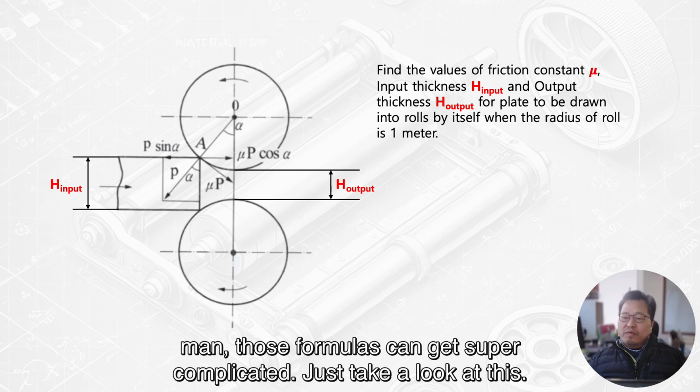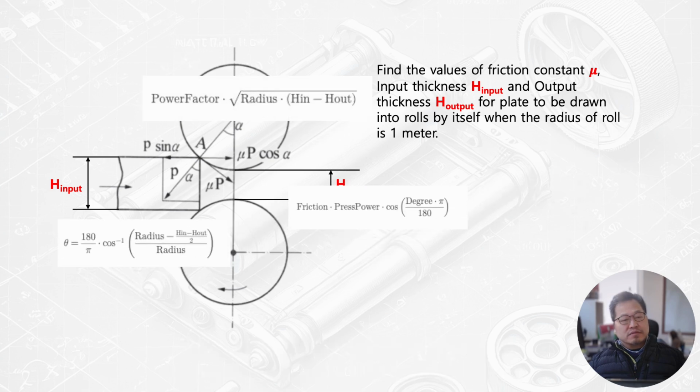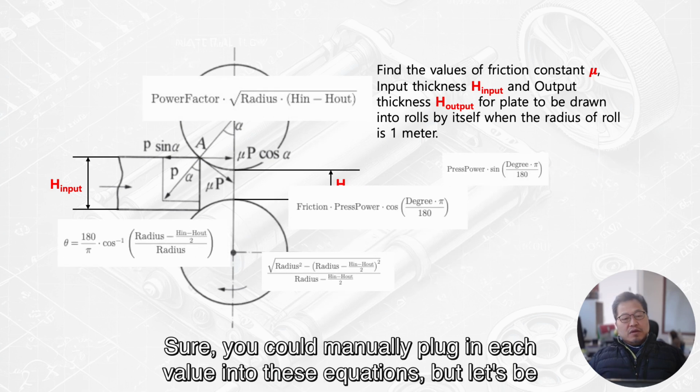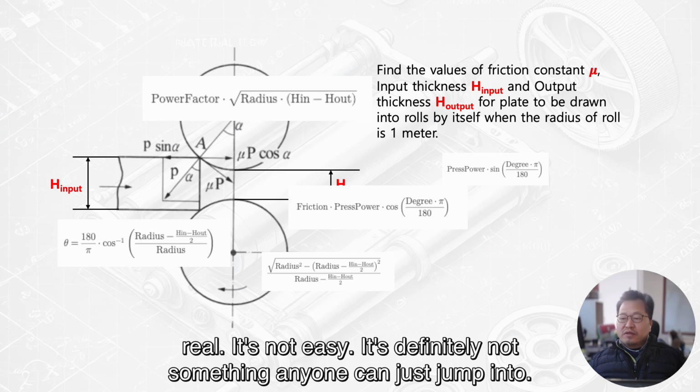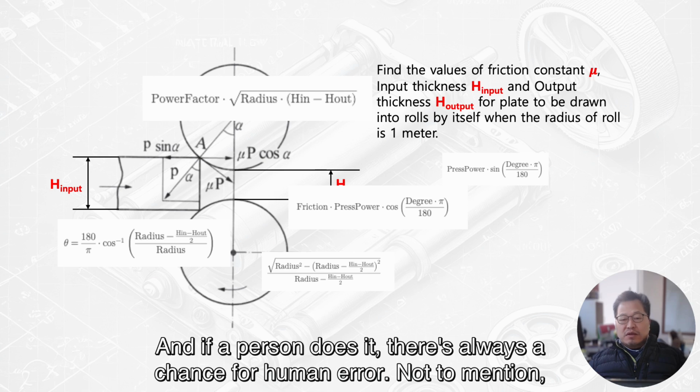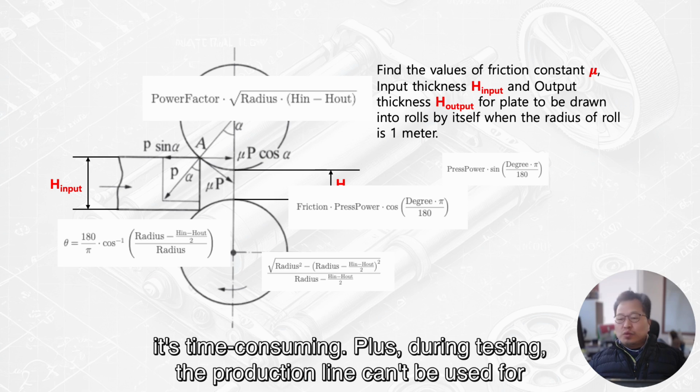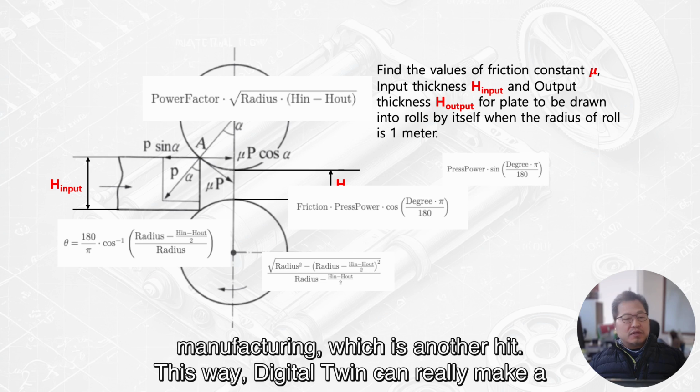But man, those formulas can get super complicated. Just take a look at this. Sure, you could manually plug in each value into these equations, but let's be real, it's not easy. It's definitely not something anyone can just jump into. And if a person does it, there's always a chance for human error. Not to mention, it's time-consuming. Plus, during testing, the production line can't be used for manufacturing, which is another hit.